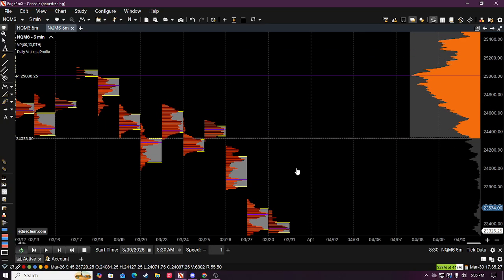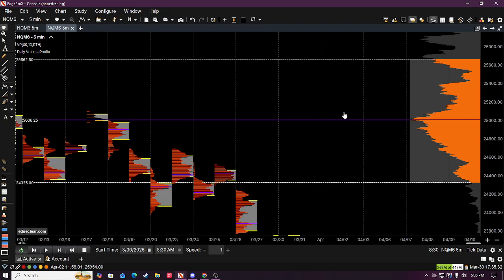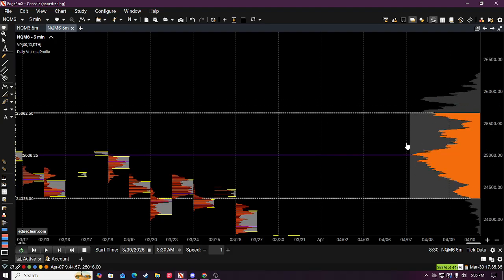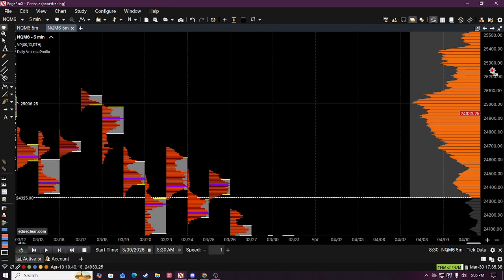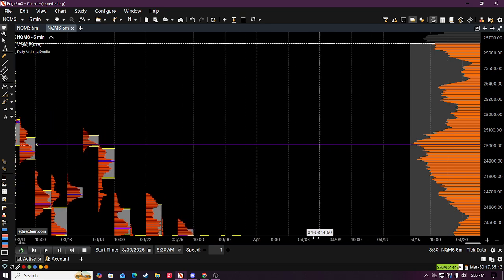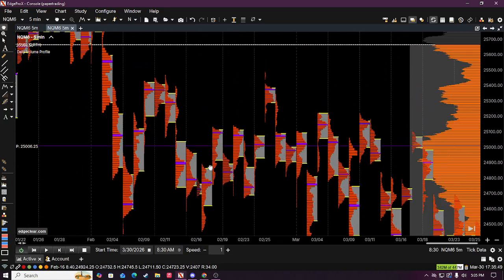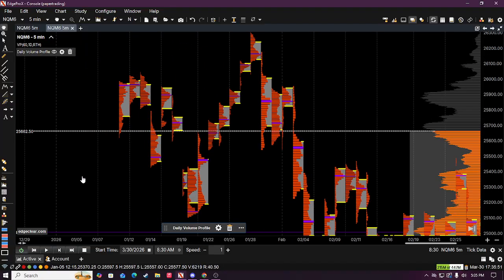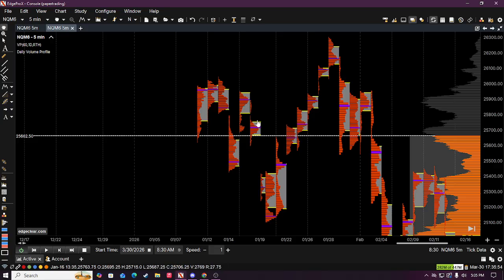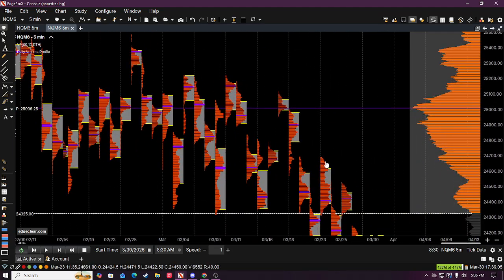So for the bias, you need a cash session profile. This one right here marks, I mean, for me, I did it so it marks the value area of the last 2 months of sessions. As you can see, each one of these is the cash session, the New York, their volume profiles of the last 60 sessions. That's everything that I have here.